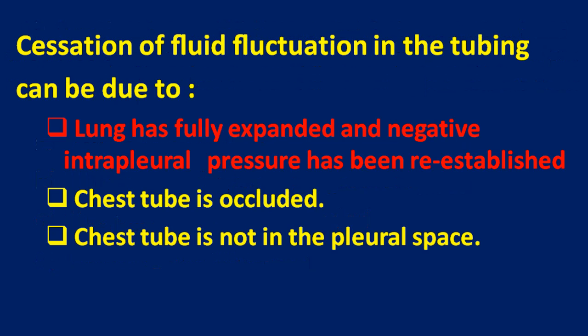Cessation of fluid fluctuation in the tubing can be due to various reasons. One of them is the lung has fully expanded and negative intrapleural pressure has been re-established. Second reason may be the chest tube is occluded. Third one is the chest tube is not in pleural space. Here, the option we have got is lung has fully expanded and negative intrapleural pressure has been re-established.